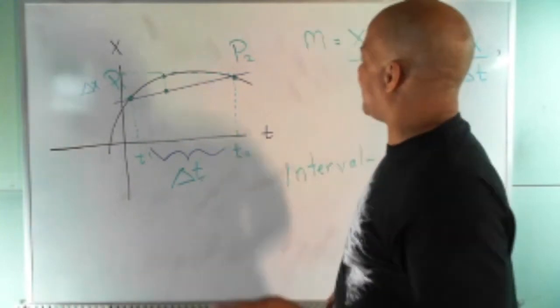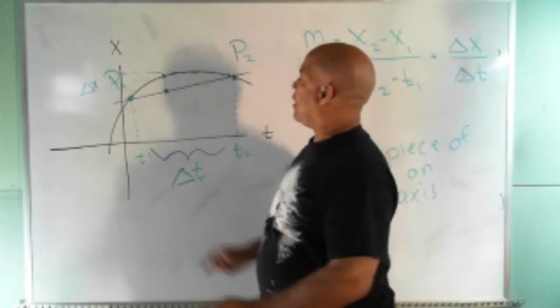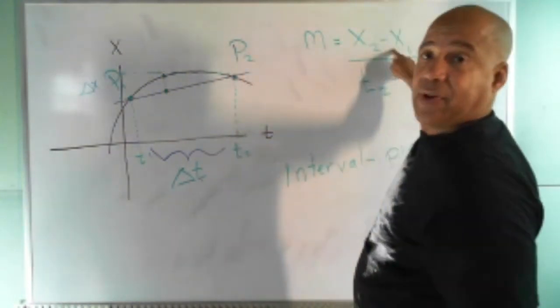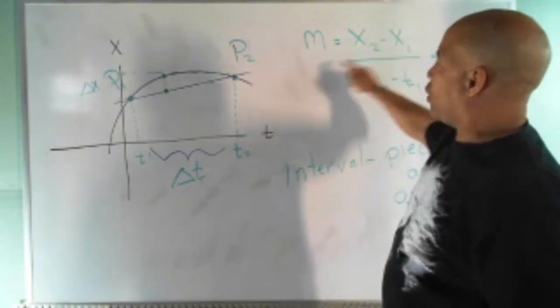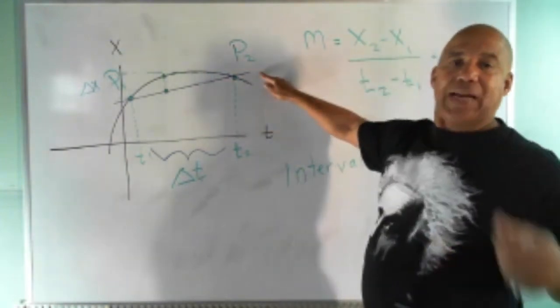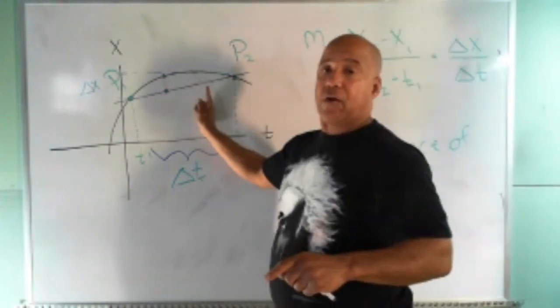So what I'm saying is, I don't know how to take the slope of a curve, but I know how to take the slope of this line. I just do this, right? I do exactly what we did in the beginning. This gives me the slope of that purple line. And what I get is a value that approximates the slope of the curve.